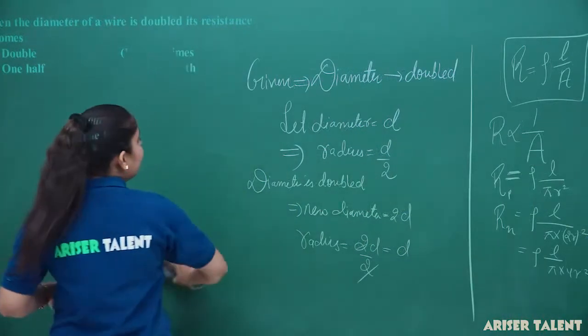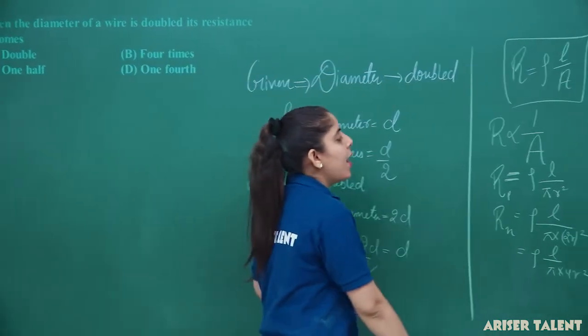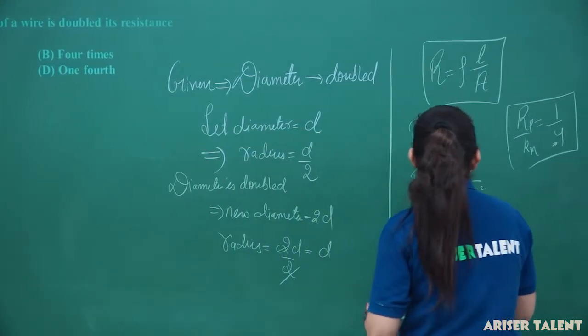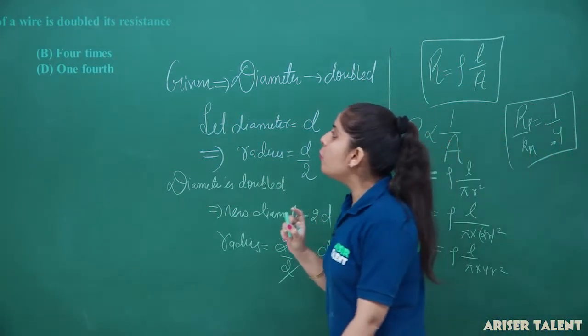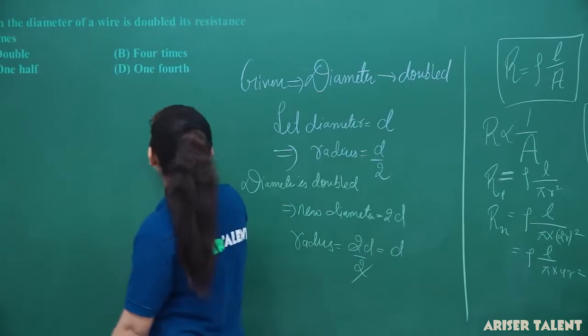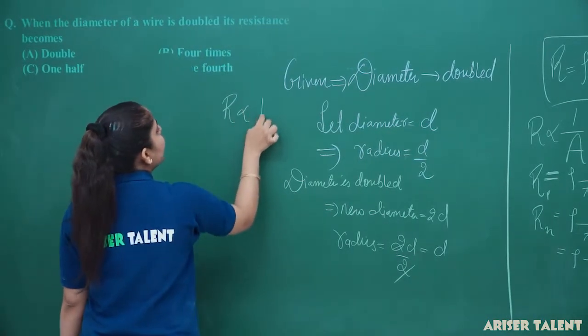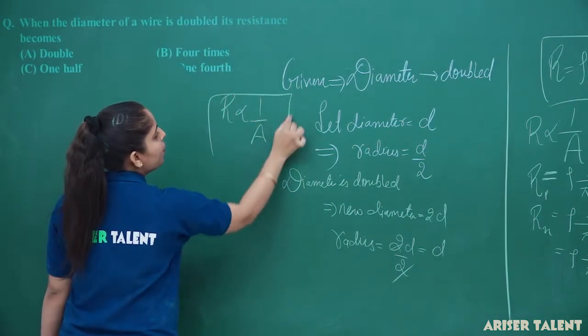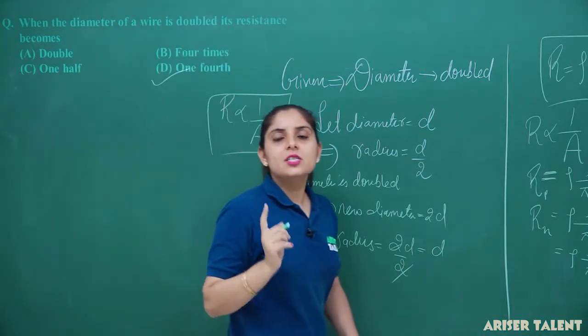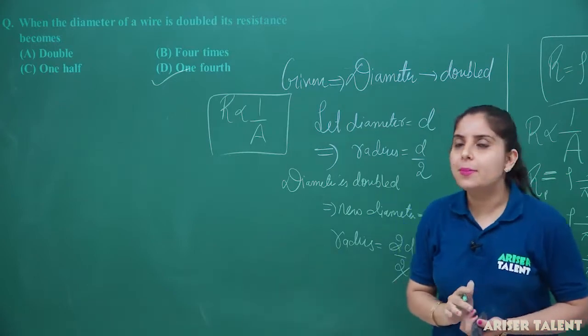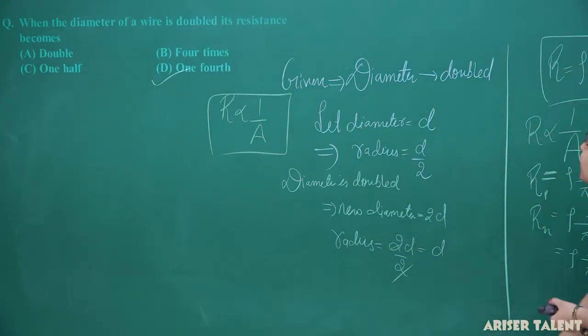So you can see that we are getting the value of Rp upon Rn equal to 1 upon 4. So the new resistance will become 1 upon 4 times of the previous resistance, because resistance and area are inversely proportional to each other. So what am I getting here? I am getting the resistance 1/4 because the diameter is doubled here. So now let's move to the next question.